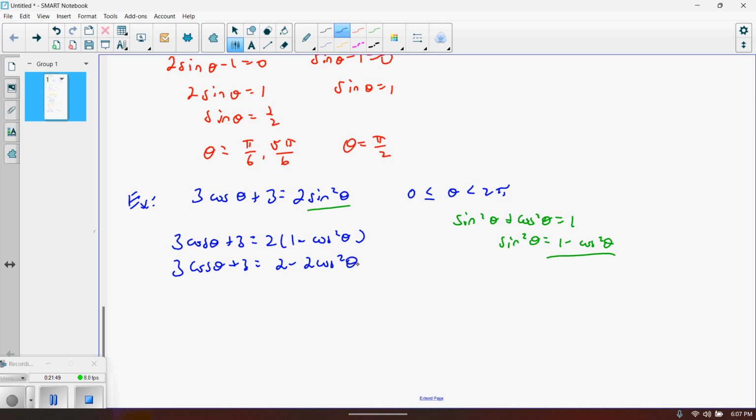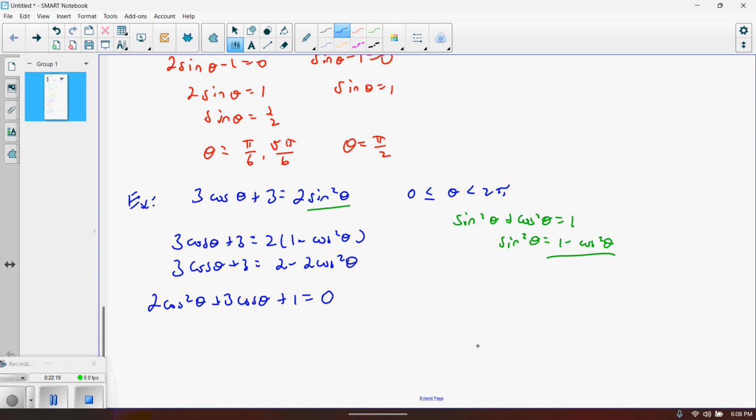And since this has a squared term and a non-squared term and constants, we're going to treat it like a quadratic at first and see if that works. So let's add 2 cosine squared to the left. And we want to get the right side equal to 0, so we'll also subtract 2 on both sides. So nothing happens to the 3 cosine theta yet. But when I subtract 2 on both sides, we should get 2 cosine squared theta plus 3 cosine theta plus 1 equals 0.